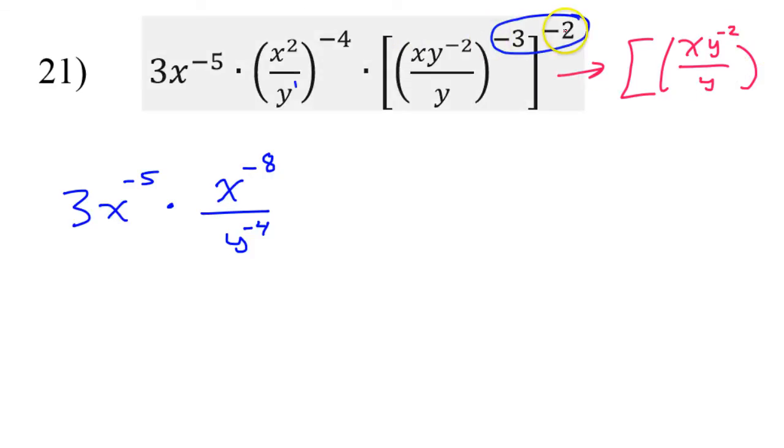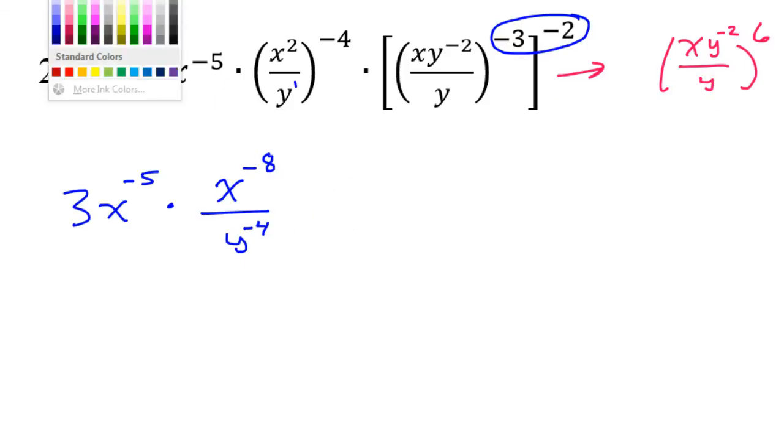Now, negative 3 times negative 2 is positive 6. So actually, I don't know why I put this bracket, because once I do that, then I won't need the bracket anymore. So now I've got this. Okay, now I'm going to come back to the main problem.